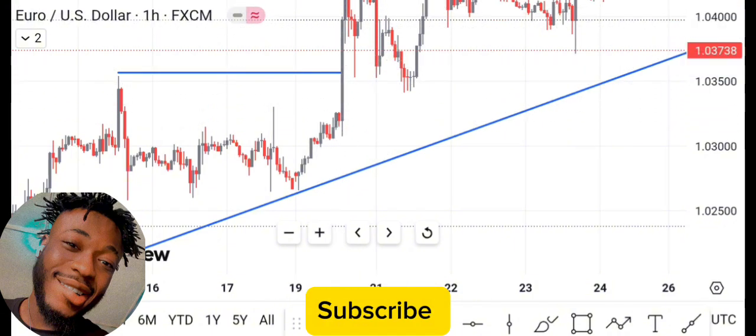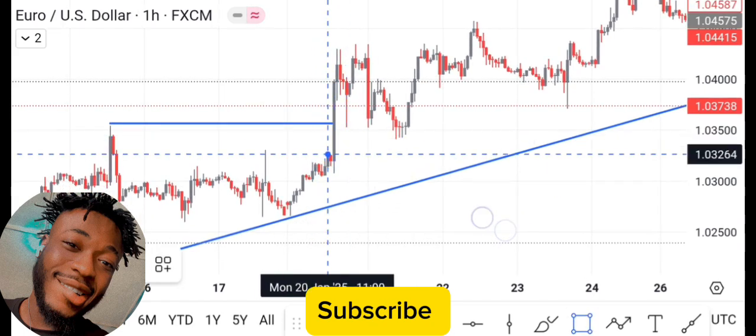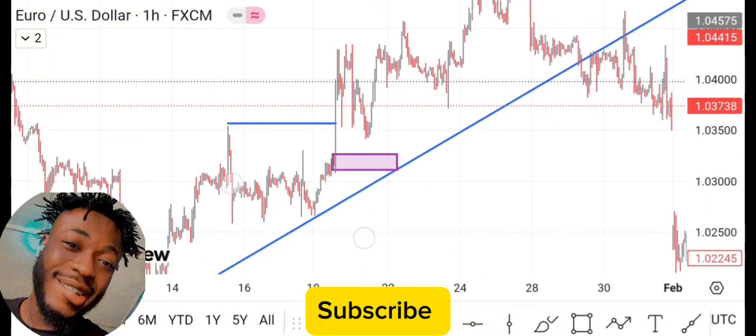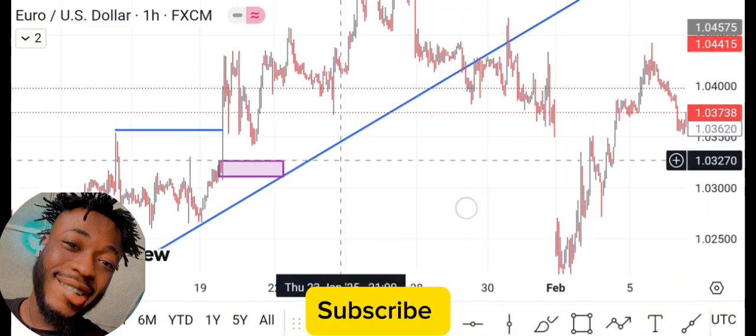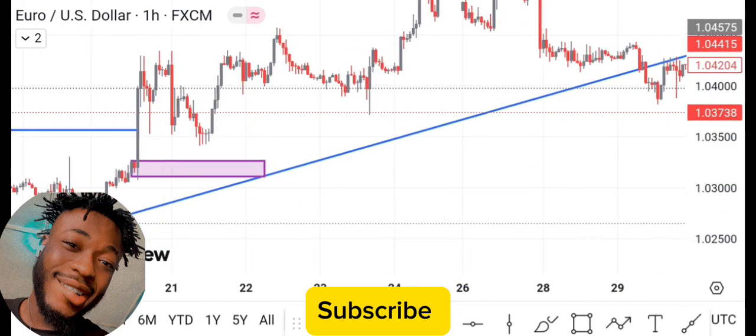Now most of the time for SMC traders, price might not come back to this order block. In this case, price refused to come back to this order block. You can see even later in the future, price just went through it. So any order block that is not recent, I don't like trading it, except price has already mitigated maybe a 4-hour order block or daily order block.